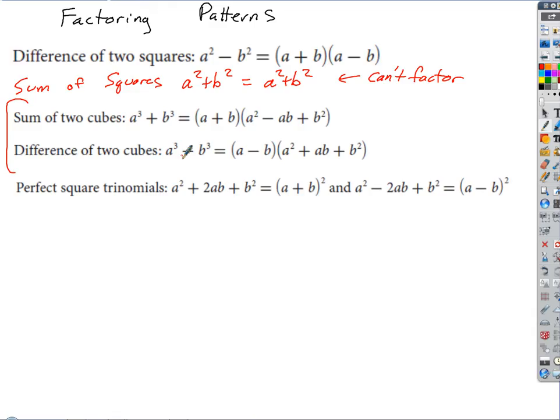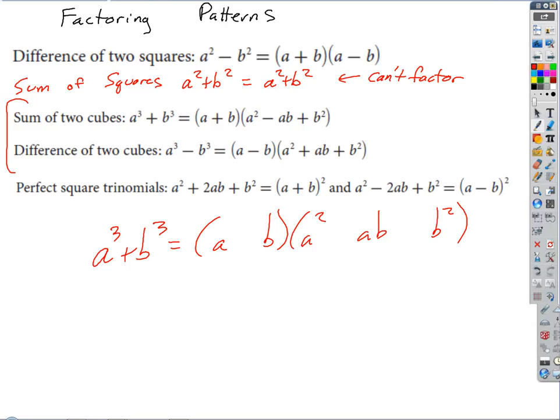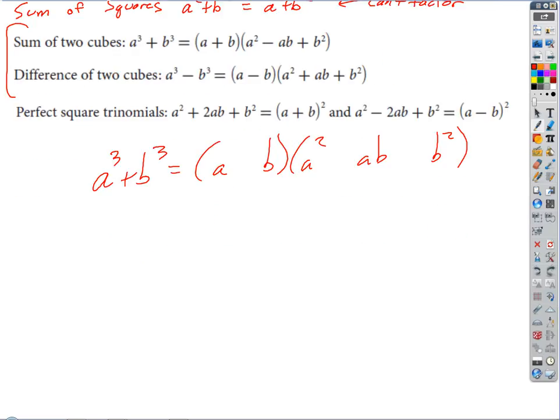Like let's do the sum of cubes. You can set up the template like this, right? And both of them are going to be like that. So if we look at both of these at the same time, a sum of cubes and a difference of cubes, the values of the terms are the same. It's just a matter of what signs go where.